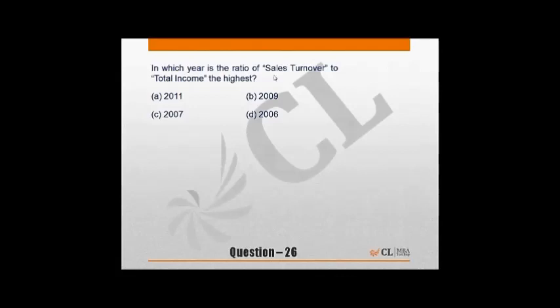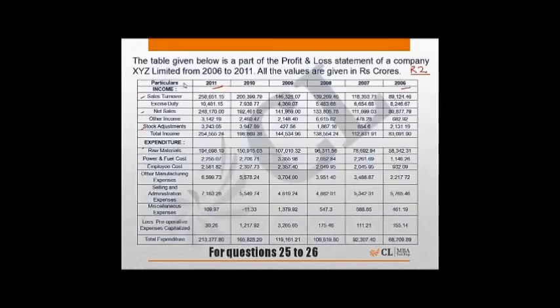Next question. In which year is the ratio of sales turnover to total income the highest? Again, the ratio is required for 4 specific years only. Now, this is a set of data I would definitely want to do because the data pertains to 4 specific years, and I need to check data only for that.